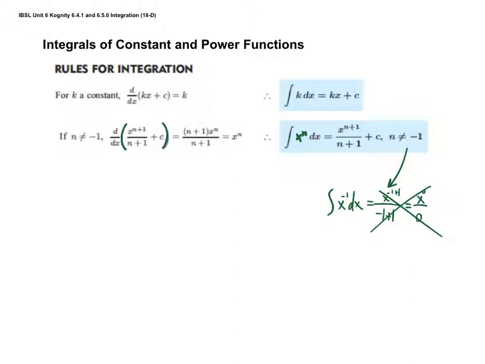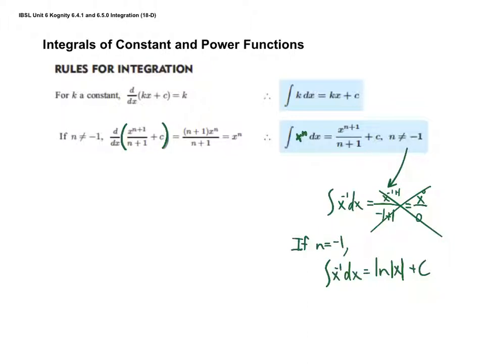So I know that one's a little bit odd. And actually, I'll give you the rule right now. If n equals -1, then the integral of x to the -1 dx is actually the natural log of the absolute value of x. That's the rule right there. And we're not going to get into why here in SL. If you do AP, we'll look at it more closely. That's just a rule you'll have to memorize.